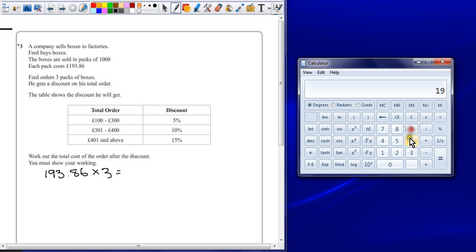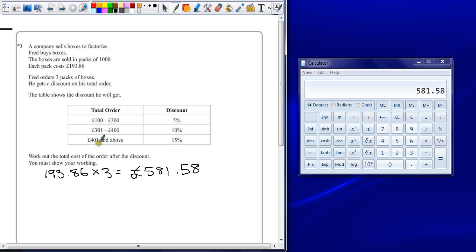Again, because it's a calculator paper, at least we can just type this into a calculator and work it out very quickly, giving us a cost of £581.58, and that's the total cost for 3 boxes.